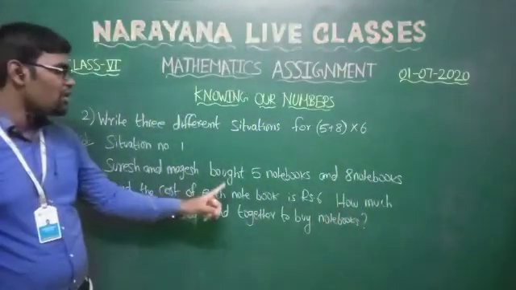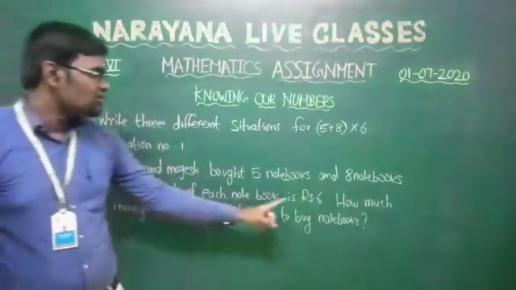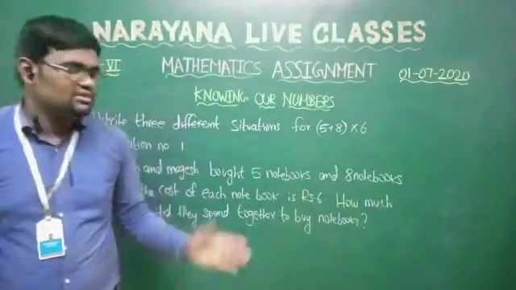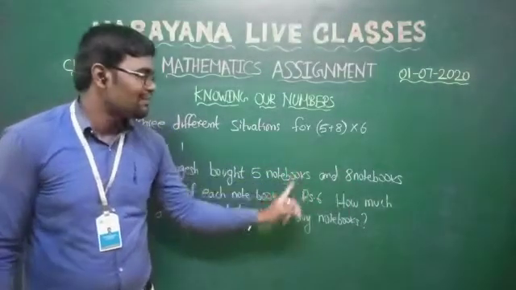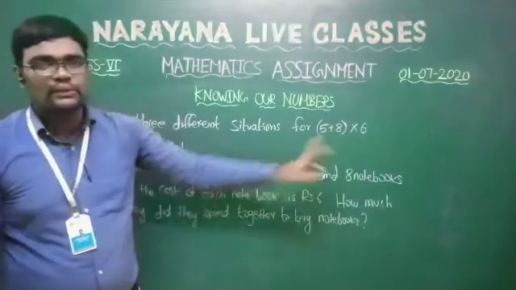Suresh and Rajesh bought 5 notebooks and 8 notebooks, and the cost of each notebook is 6. How much money did they spend together to buy the notebooks? So this situation you can write like this: 5 notebooks and 8 notebooks, so 5 plus 8, and the cost of each notebook is 6. So 5 plus 8 into 6.